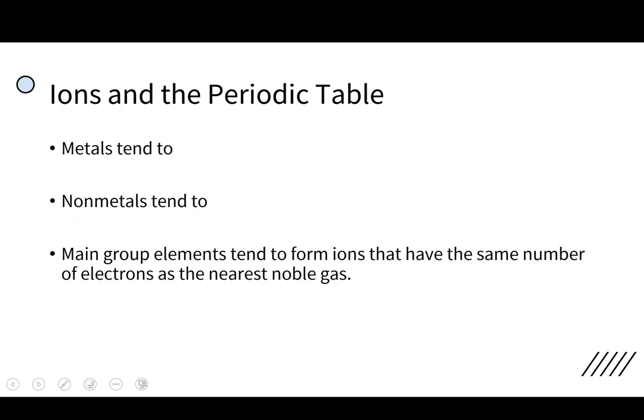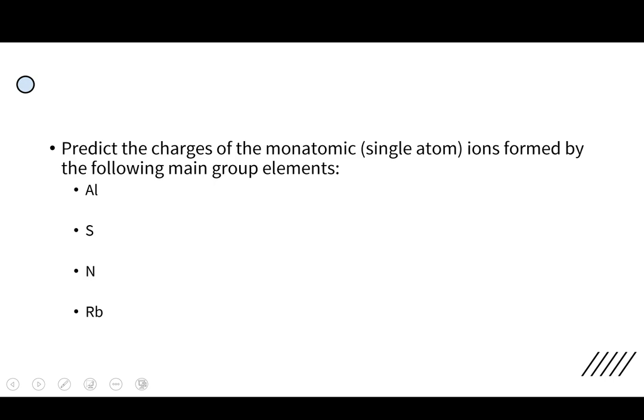There it is. So as we already talked about, metals tend to lose electrons, which means they are going to form a positive ion or a cation. And nonmetals are going to gain electrons, which means that they are going to form a negative ion or an anion. And main group elements, this is one of the normal things that they do that transition elements absolutely do not, is that main group elements tend to form ions that have the same number of electrons as the nearest noble gas.